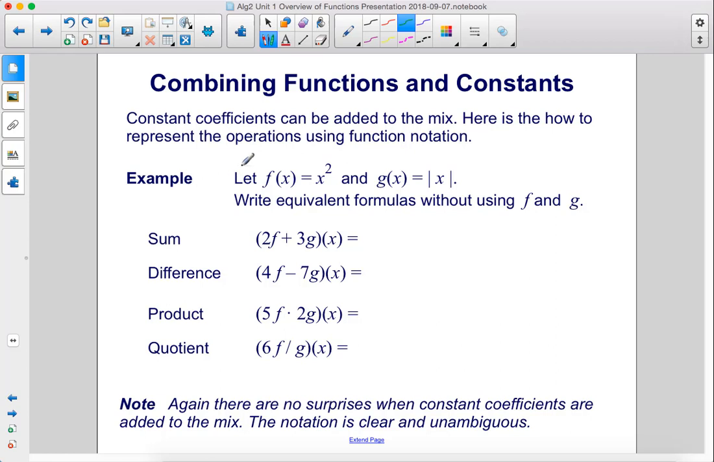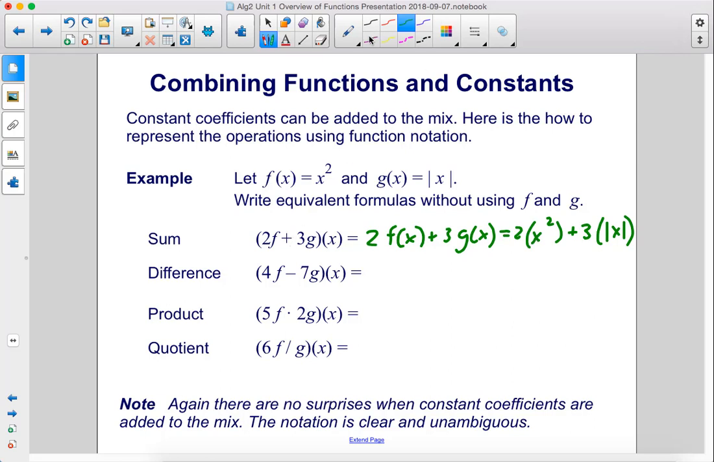In this example, we're going to let f of x equal x squared and g of x equal the absolute value of x. Write equivalent formulas without using f and g. So the sum, we have 2f plus 3g of x, so 2 times f of x plus 3 times g of x, and that's going to be 2 times x squared, because we can just plug x squared in for f of x, plus 3 times the absolute value of x.